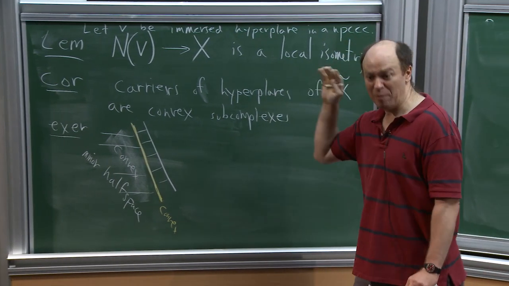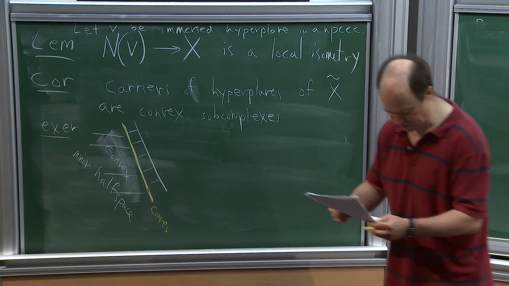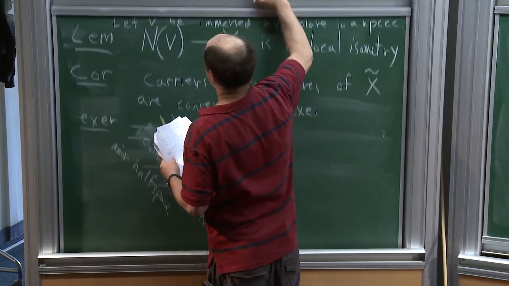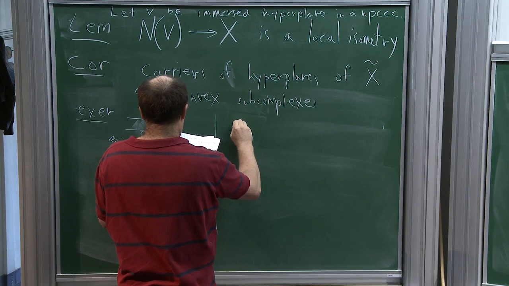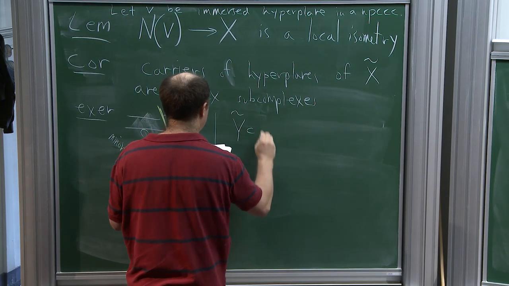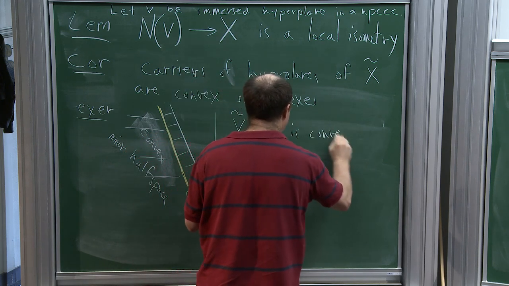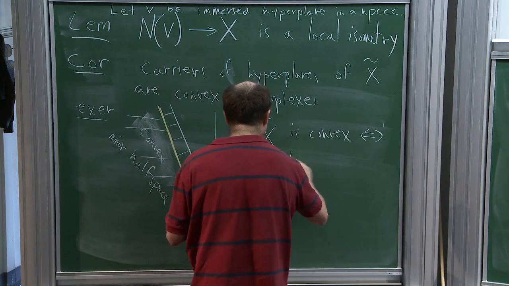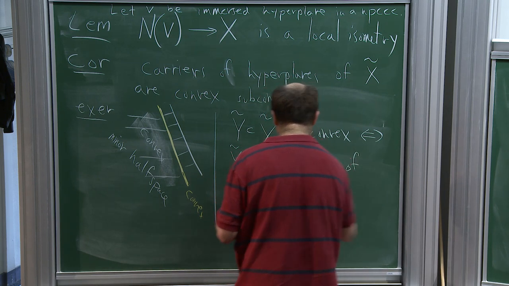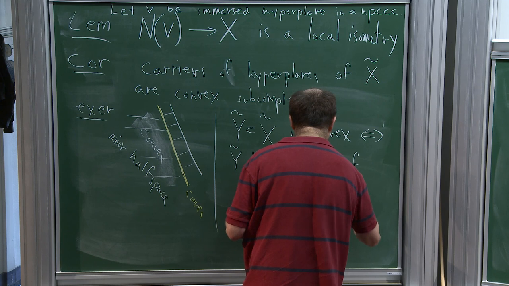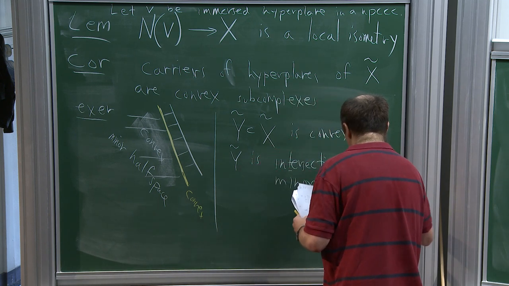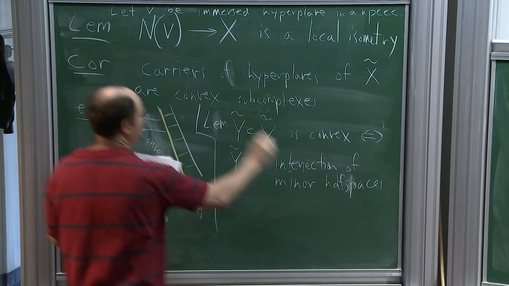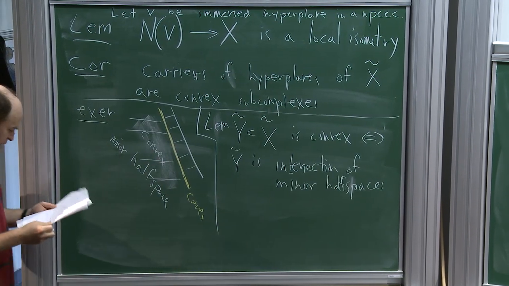You can prove it by verifying that they're mapping by local isometry, or it follows from other things that we've just discussed. Okay, so in fact, just to put things into perspective, a subcomplex is convex if and only if it is the intersection of minor half spaces. So sort of just to put things into perspective over here. Okay, so that's what convexity can be interpreted as in terms of minor half spaces.